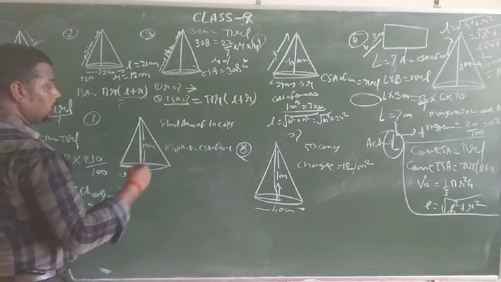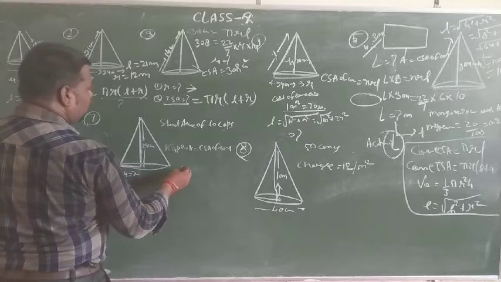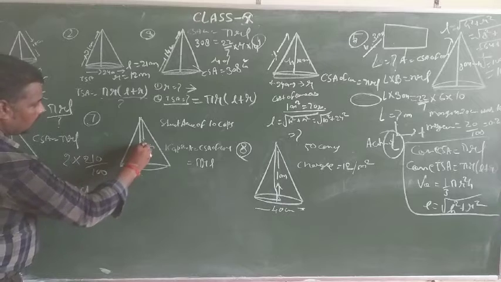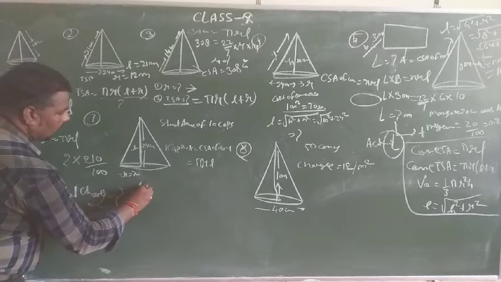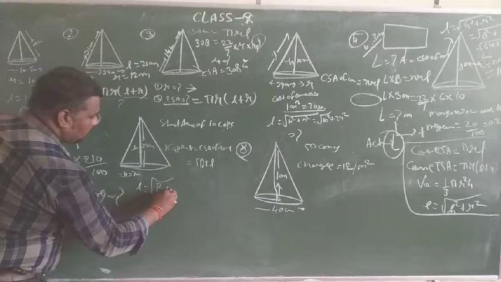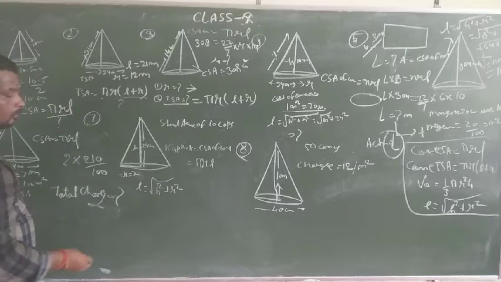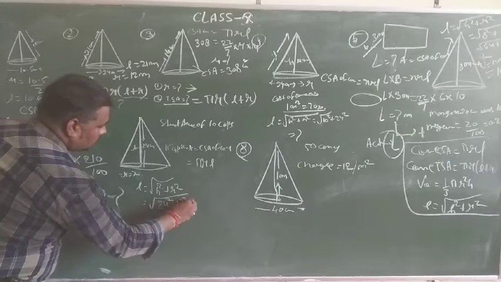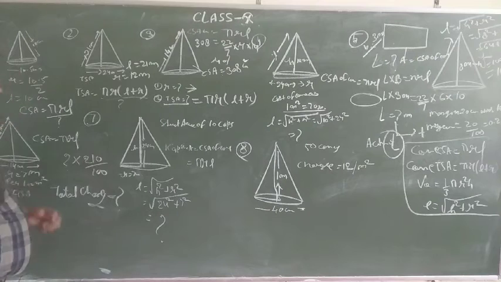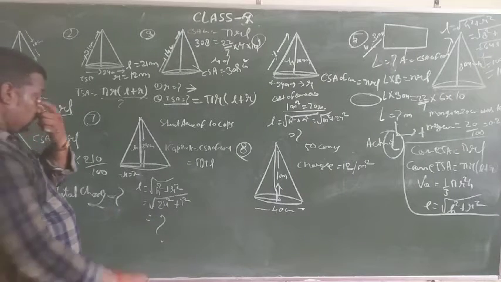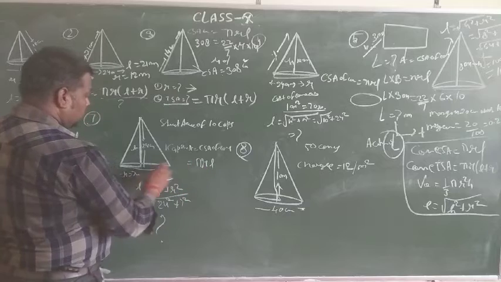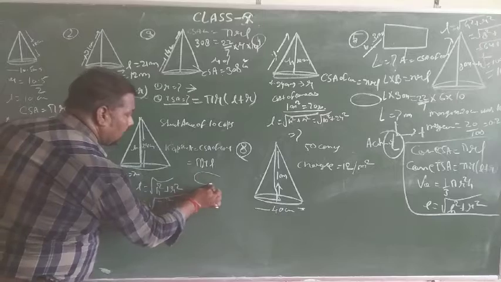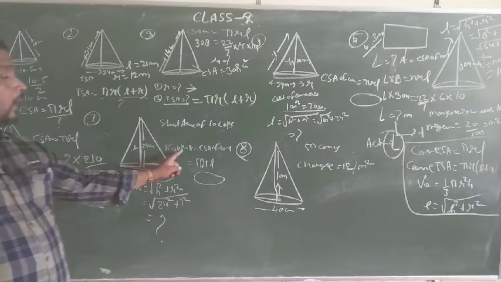Okay, students, CSA of cone. How can we find the CSA of cone? pi r l. And you know that r is this and h is this. So find l equals the square root of h square plus r square. h square is 24 square, r square is 7 square. Calculate it and find the slant height. Put the slant height in there, the radius is this, put pi value also. Calculate it and you find the one cap area.